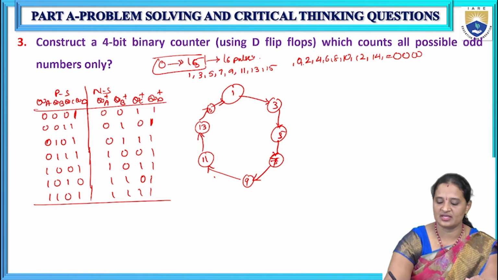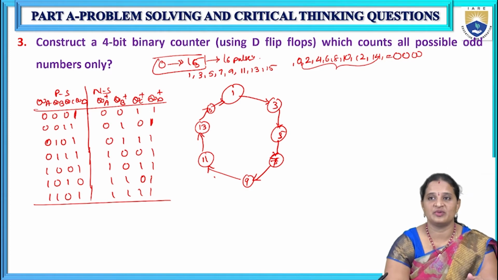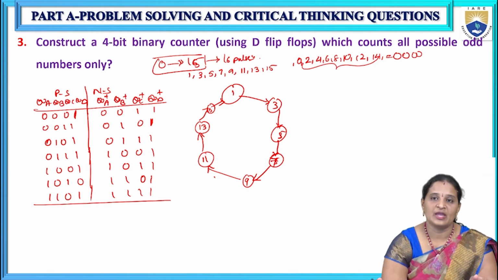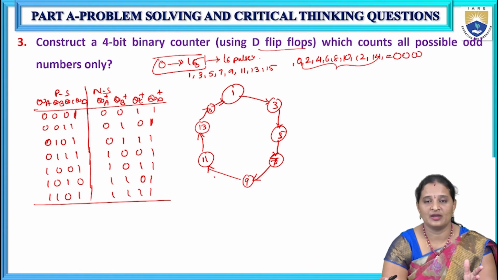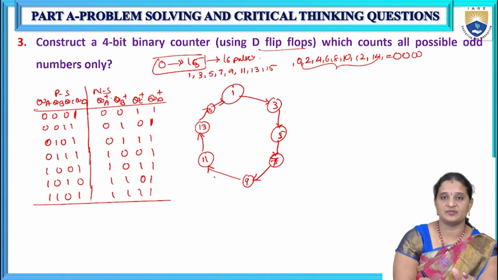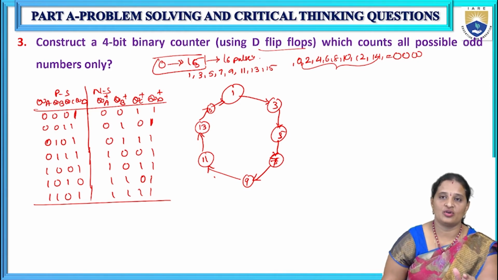If my present state is any one of these other combinations, then the next state should be considered as 0. Then take the D flip-flop excitation table. I hope you know the excitation table. Write down the characteristic table for this 4-bit binary counter, which can count only odd numbers, and from that you can derive the simplified Boolean expressions for QA+, QB+, QC+, QD+ in terms of QA, QB, QC, QD and the flip-flop inputs, that is the D flip-flop inputs, and then implement the binary counter using D flip-flops.